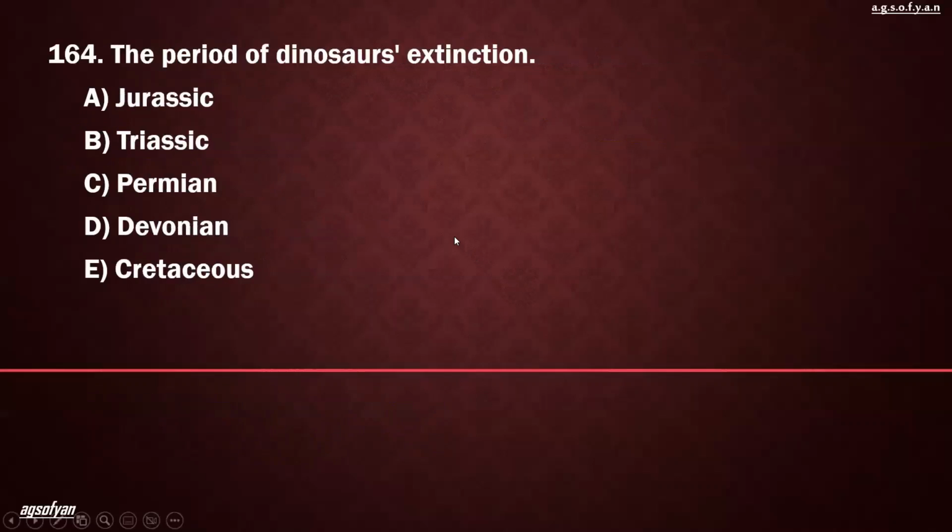The period of dinosaur extinction. Which one is that? Jurassic? No, this is when the dinosaurs were many, when they actually flourished. And then after that, they were gone. That's the extinction. This one has a lot of dinosaurs, therefore it's called Jurassic Park, right? Because there were so many dinosaurs during that time. So that's not the correct answer. Okay, so which one is that?